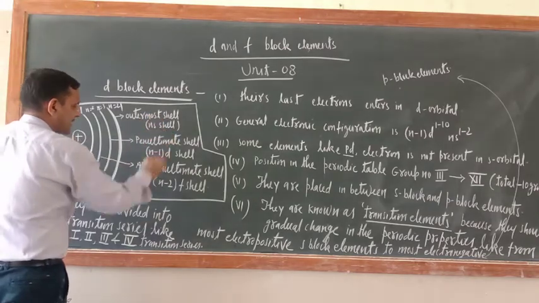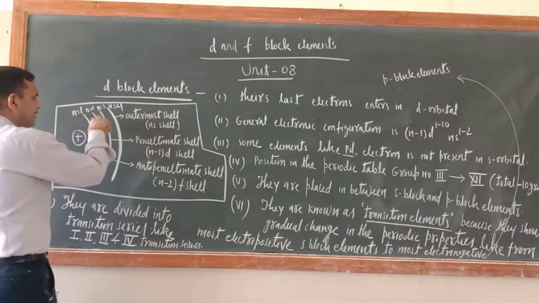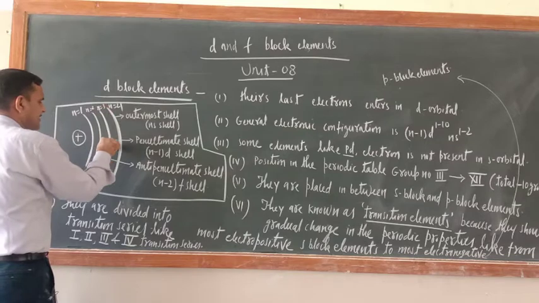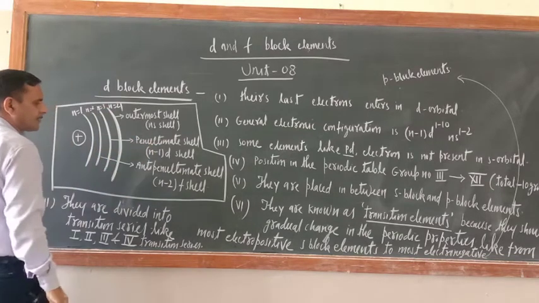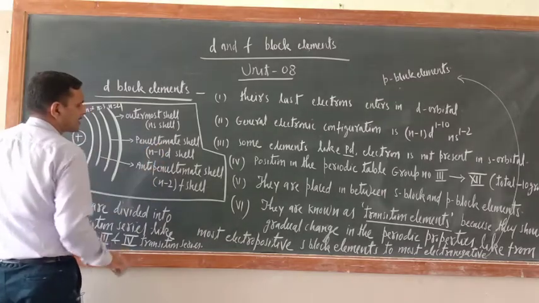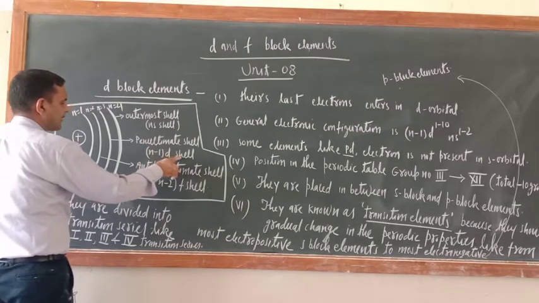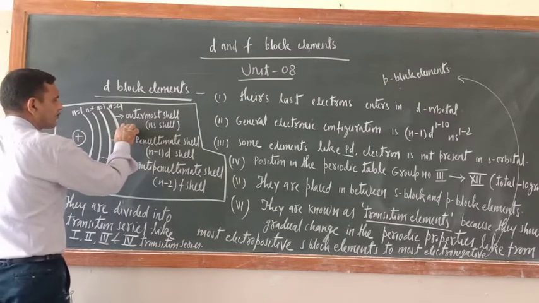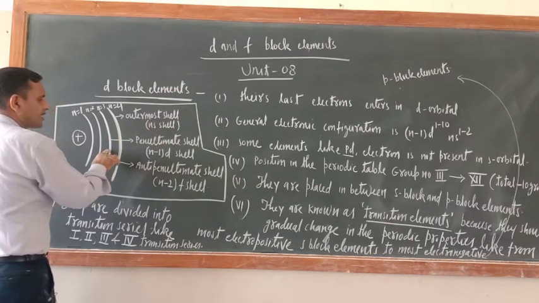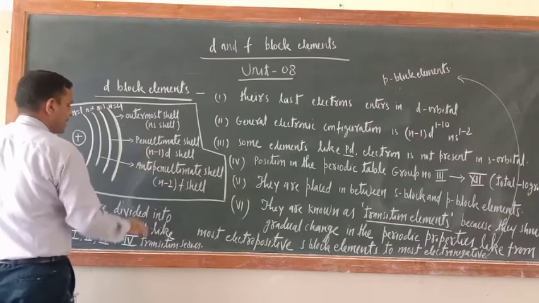This is known as the ns shell. This is the second shell, meaning second from the outermost shell. This is known as the penultimate shell. What is this one? Penultimate shell, the (n-1)d shell. So this is the last but one shell. The outermost shell is the ns shell, and this one is the last but one shell, the (n-1)d shell.